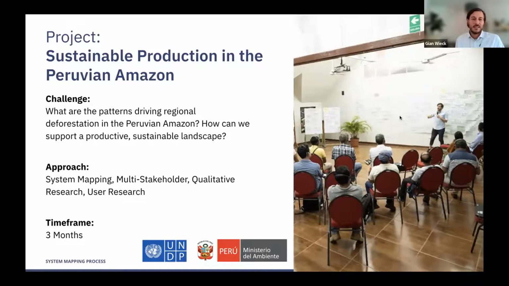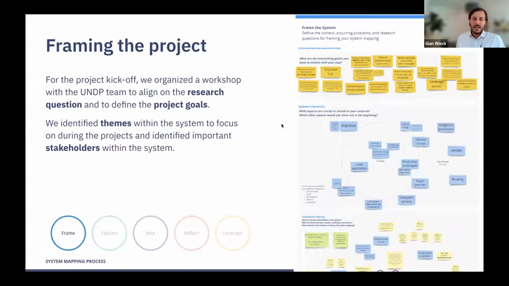As I said, we're actually still in the last process steps of this project. But still, I would like to show a little bit of the process and the insights we gained here. So first of all, it was very important to know what we actually want to achieve with this system mapping. So we organized a project kickoff with the internal UNDP team to align, first of all, on the research question. So what do we want to find out? And also, what do we want to achieve with the project?